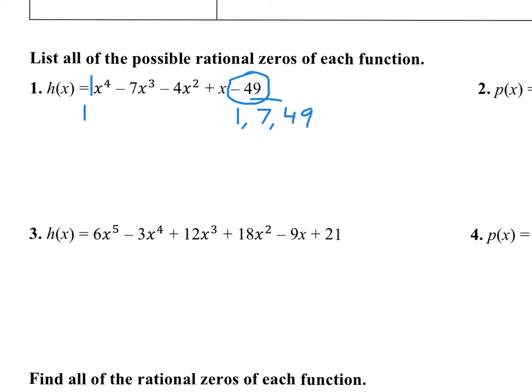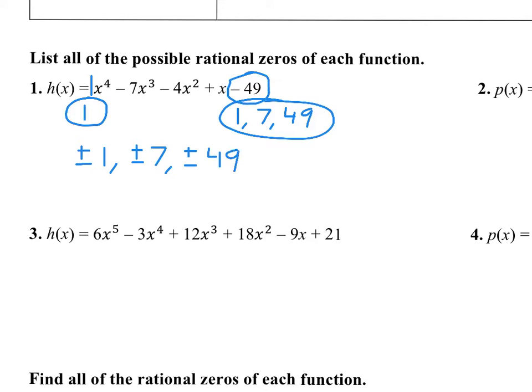So then you take this list and you divide by that list, and that's a short list, and you put plus or minus in the front. So the possible rational zeros, according to this theorem, are plus or minus 1, plus or minus 7, and plus or minus 49.